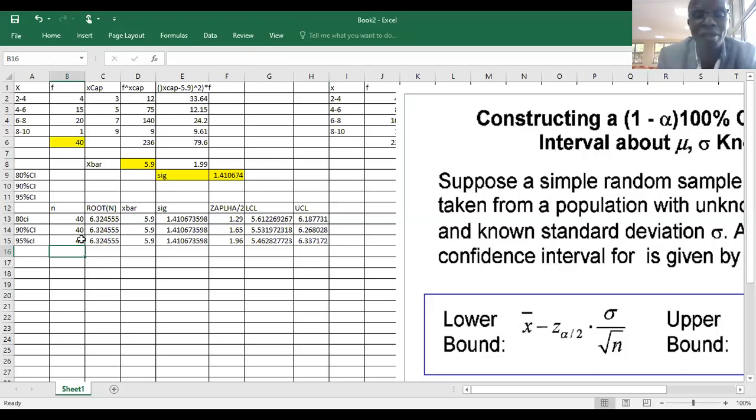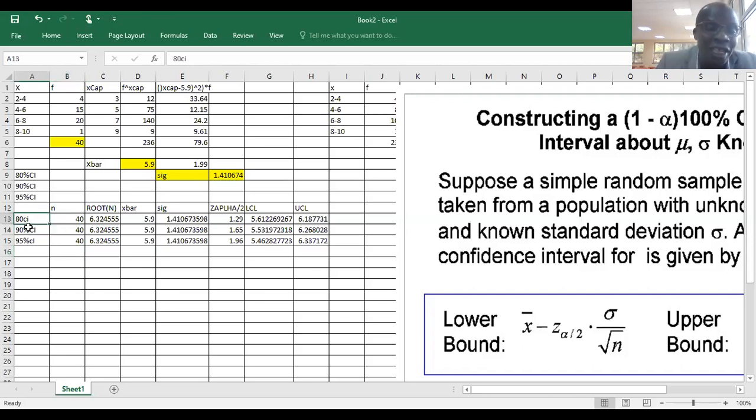Now, what has happened? What is the effect of the confidence level on the size of the confidence interval, or the width of the confidence interval?